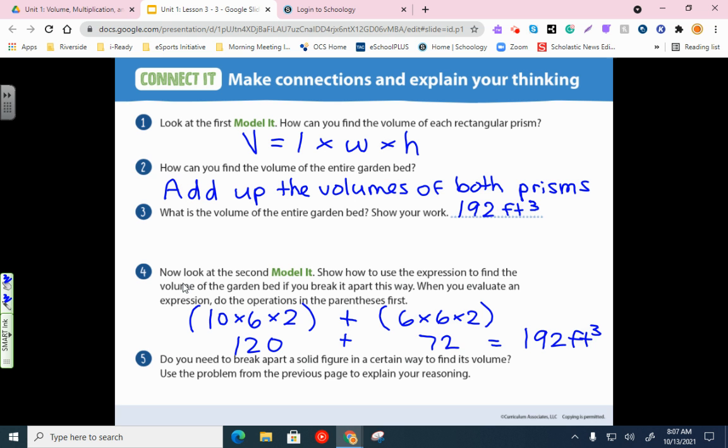So again, one of the most basic things to remember for order of operations is do what's in the parentheses first and then figure out the rest later. Some students are already doing this in their MyPath lessons, I've noticed, and this is some good review for that. Do you need to break apart a solid figure in a certain way to find its volume? No, you do not. You can break it up any way that you'd like and still get the same answer. You just have to remember, just keep track of how many parts you broke it up into and add all the parts up together at the end.